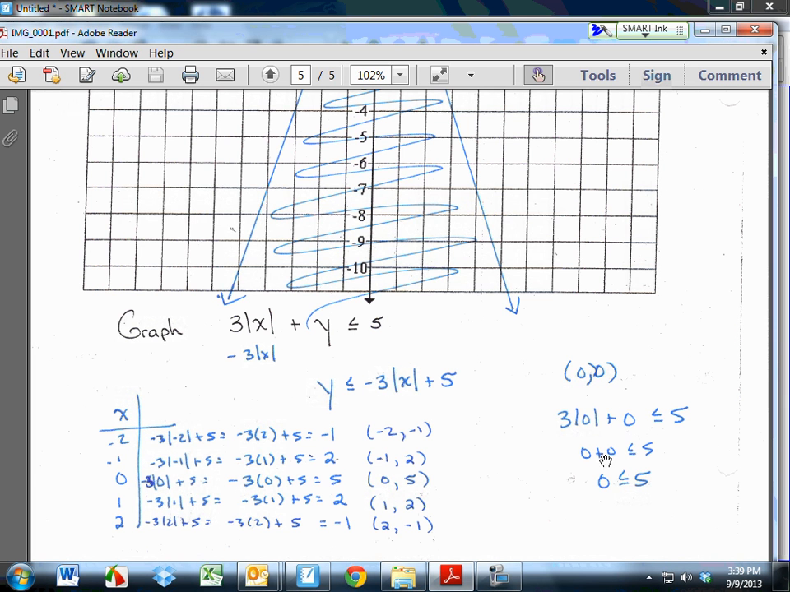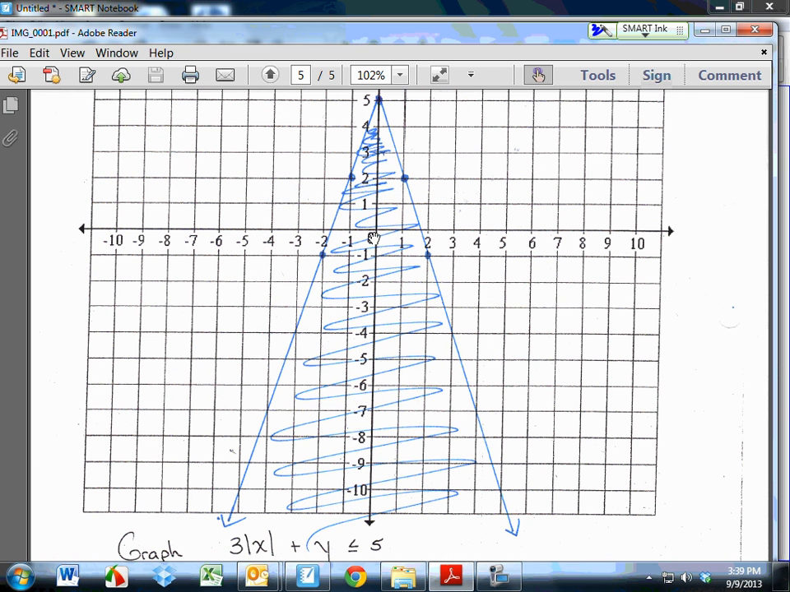So we get 0 plus 0. We get 0 is less than or equal to 5. And that's true. 0 is smaller than 5, which means the point 0, 0 works in this inequality. So we take a look, 0, 0. If it works, then every point on this side of the boundary works. So we shade inside the V.